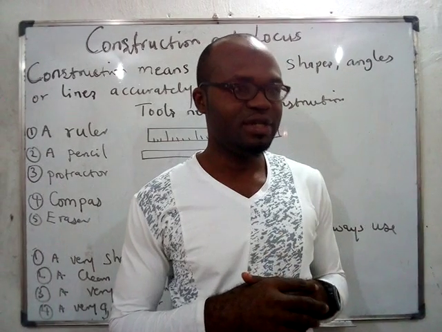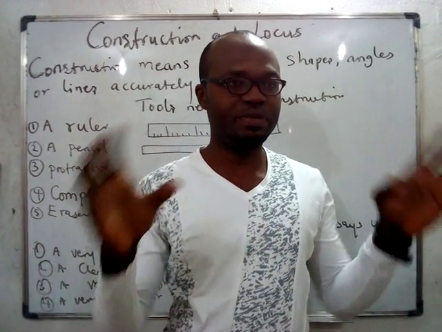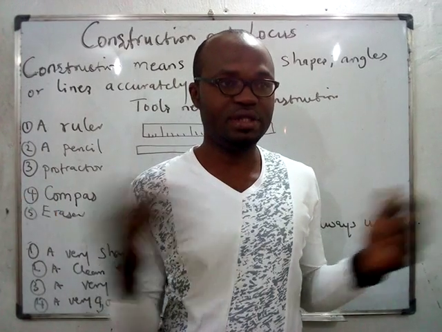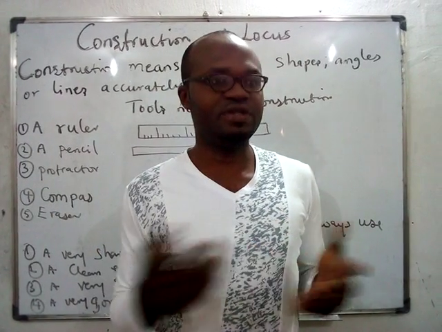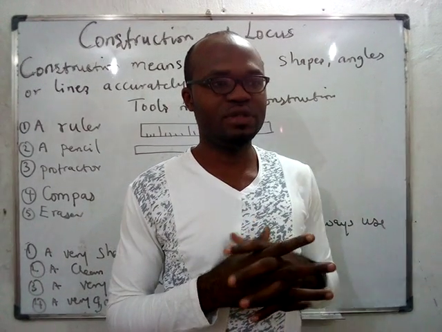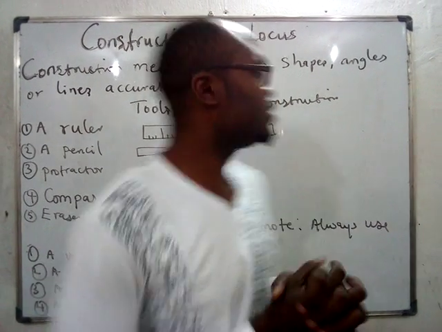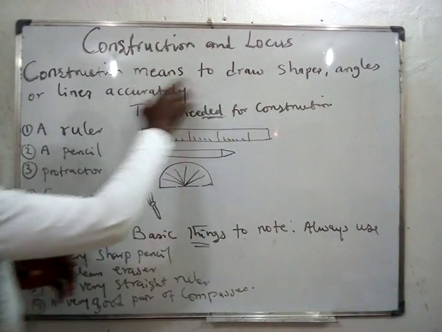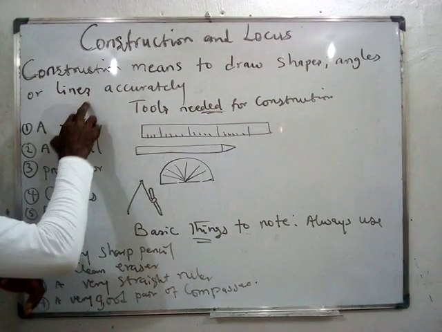Is that clear? Whenever you have the ability to draw shapes, like a circle is a shape, isn't it? A straight line is also a shape. Your ability to draw it accurately is known as construction. So that's why we say construction means to draw shapes, angles, and lines accurately.